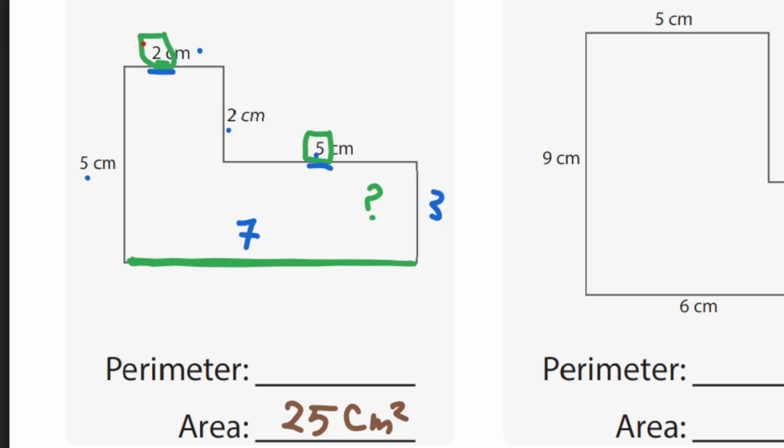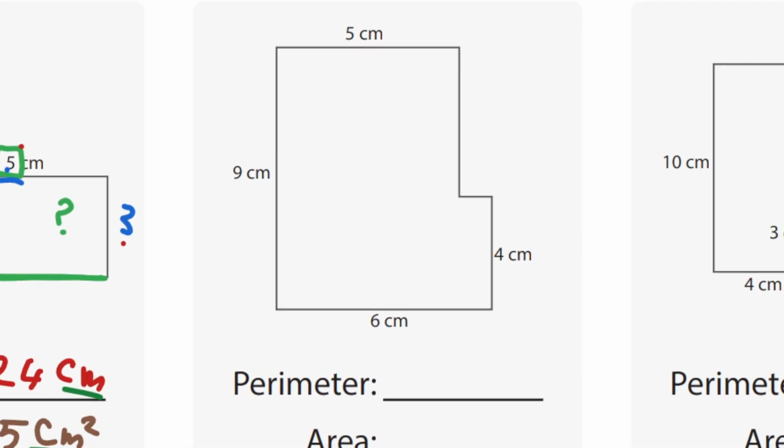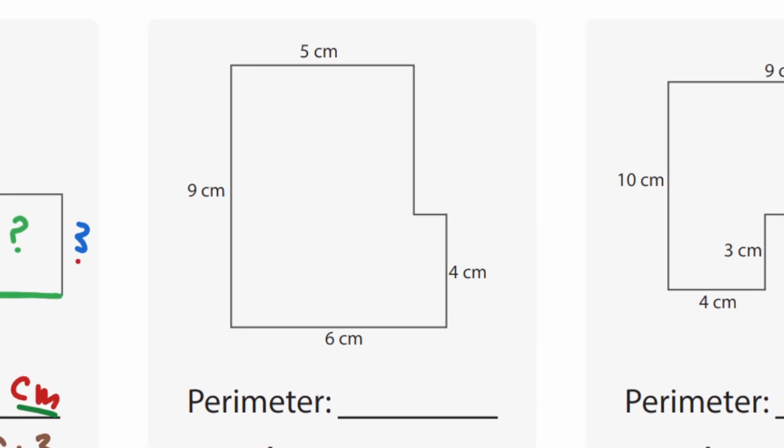So 2 plus 5 is 7. 7 plus 7 is 14. 14 plus 3 is 17. 17 plus 5 is 22, right? 22 plus 2 is 24. And the perimeter is just centimeters. Look at the units. The area is units squared, and the perimeter is just units. This is important. Now you can pause the video and try this nice question up here.